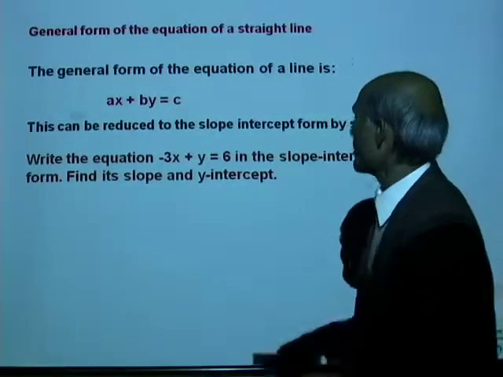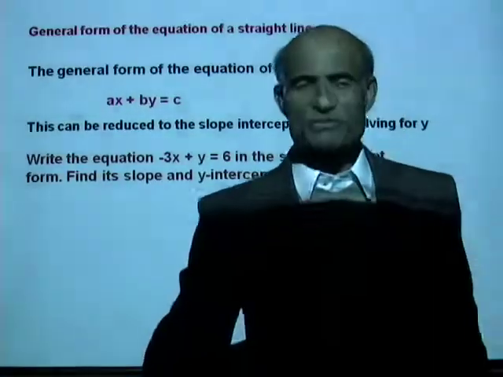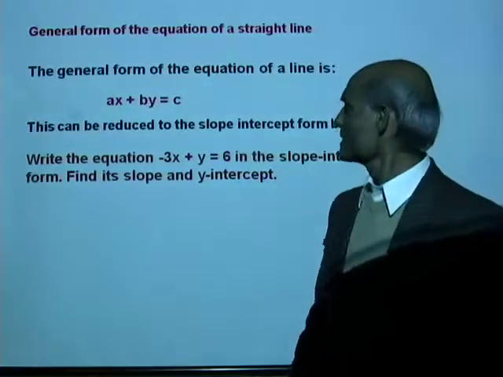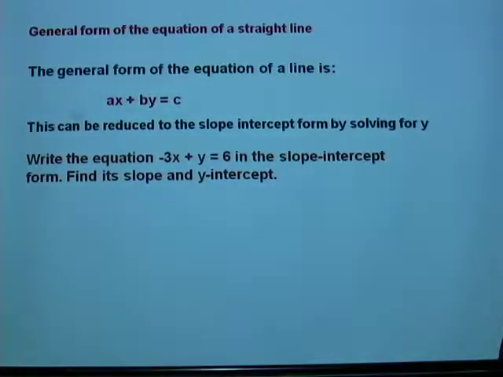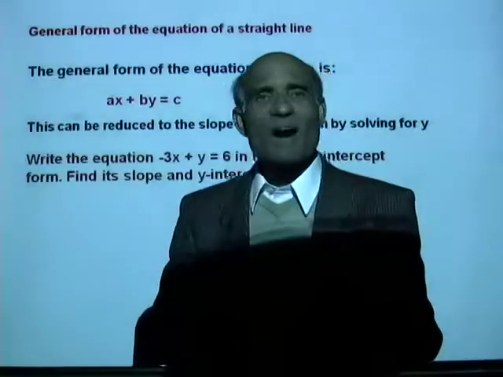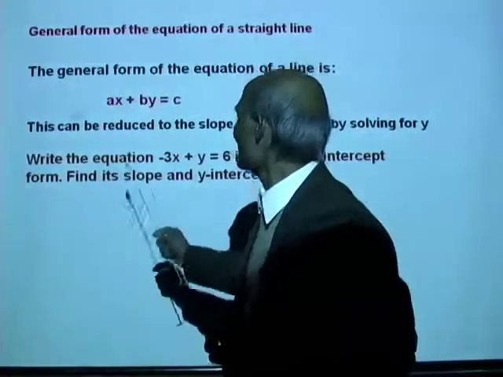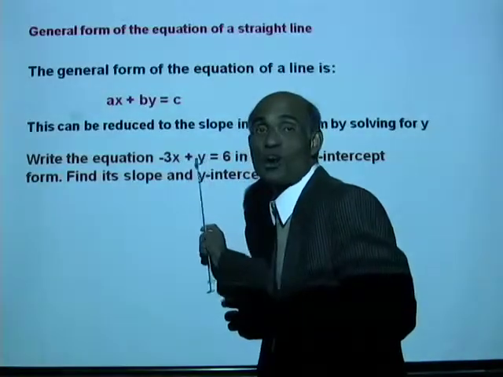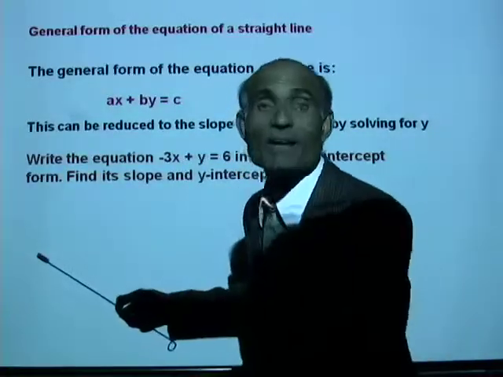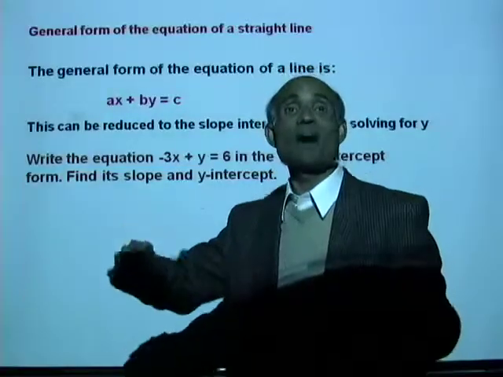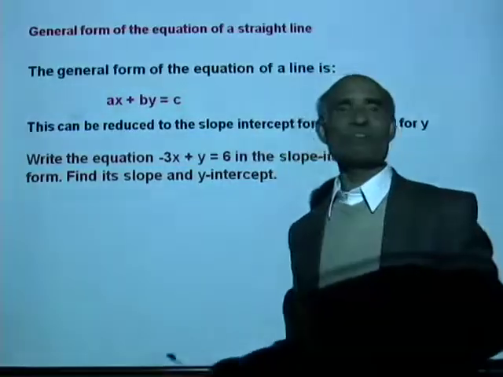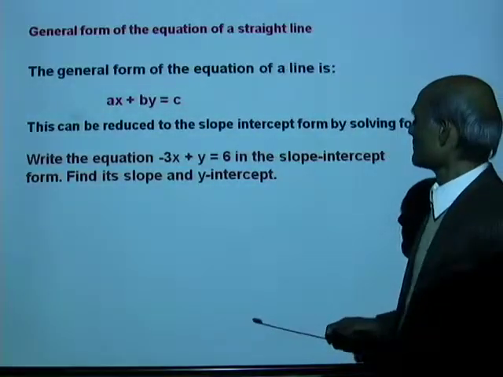Alright, write the equation -3x plus y equal to 6 in the slope-intercept form. Now, how do you write that? The slope-intercept form is y equal to mx plus b. In other words, if you can solve this equation for y, it will then become y equal to mx plus b form. That's right.